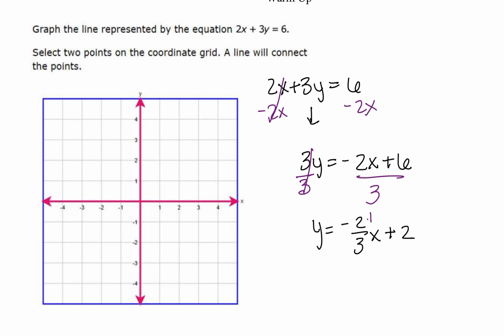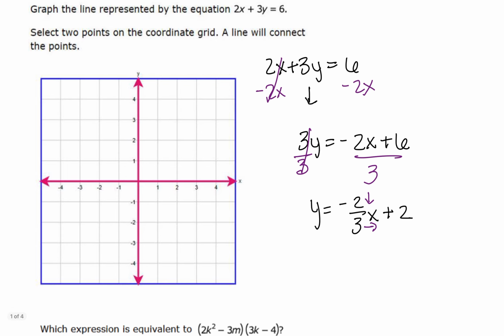So you're going to go down 2, right 3, right? And so this is your y-intercept, and this is my slope. So then you're going to plot a point at 2. You're going to go down 2, right 3. And then we're going to come here.